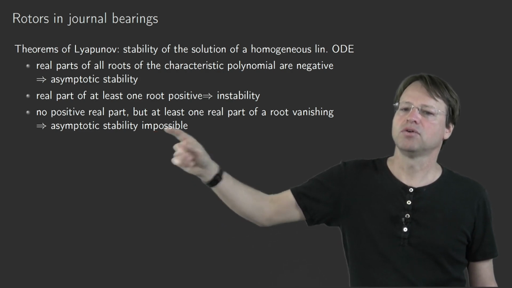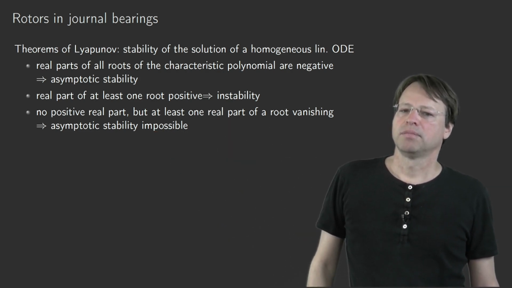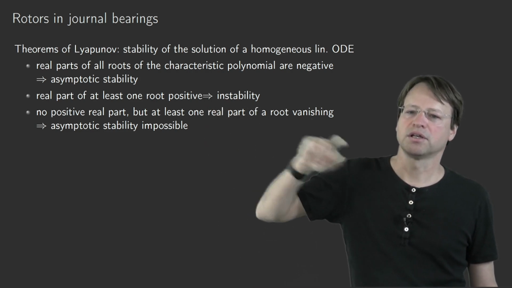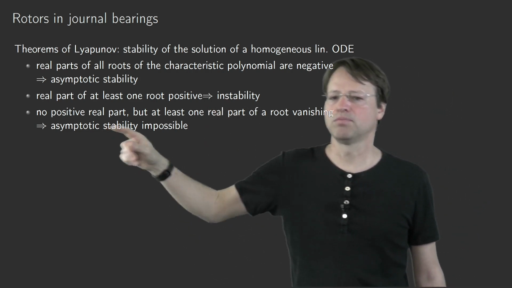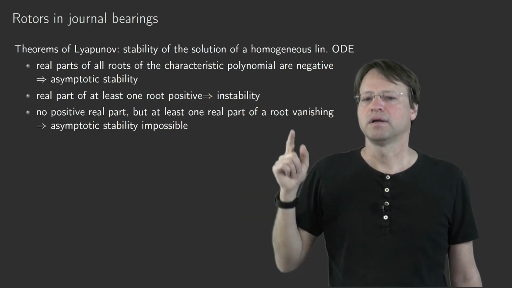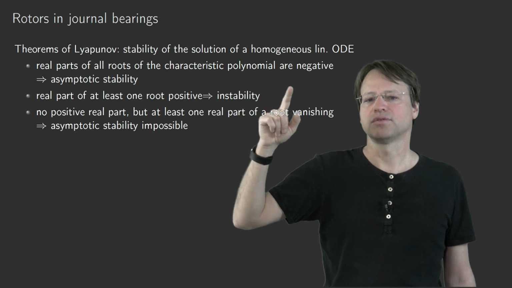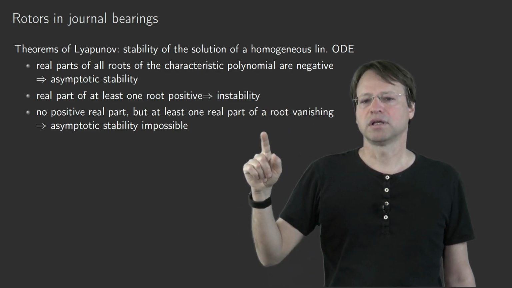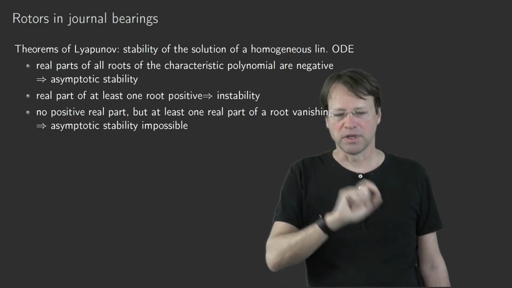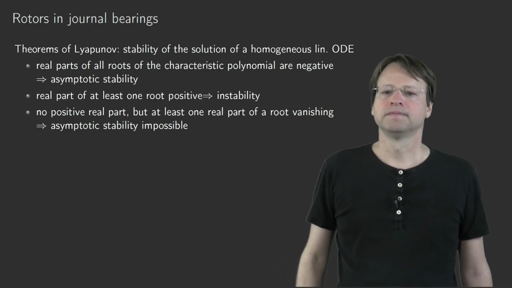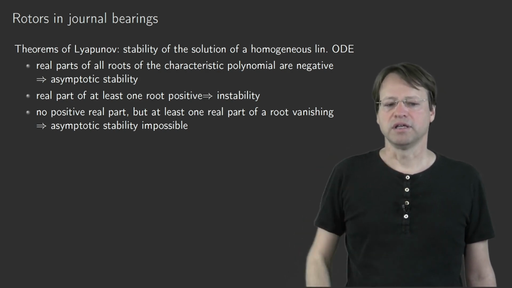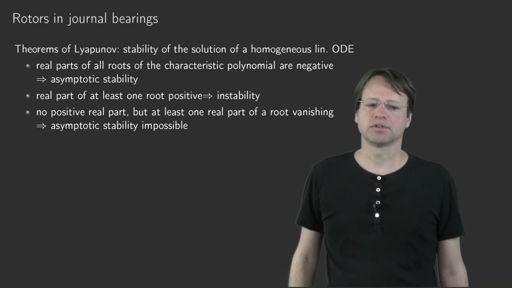So if there is no positive real part, but at least one real part of a root is vanishing, so we are neither in the second case, because there is no positive real part, but we are neither in the first case, where all the roots have to be negative, so there is at least one real part that is vanishing, so there is a complex conjugate root, then asymptotic stability is impossible. So this would be the case for the single degree of freedom oscillator.